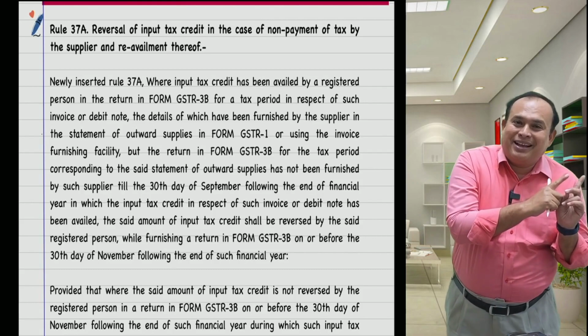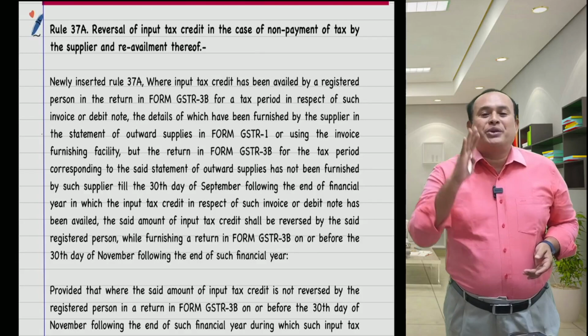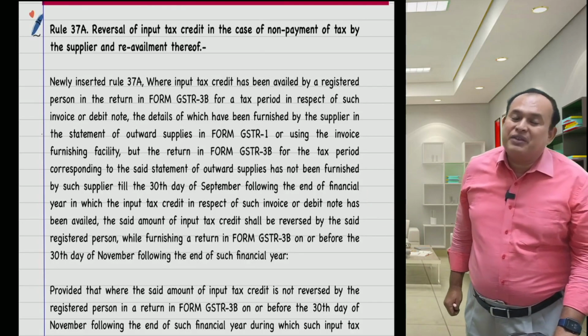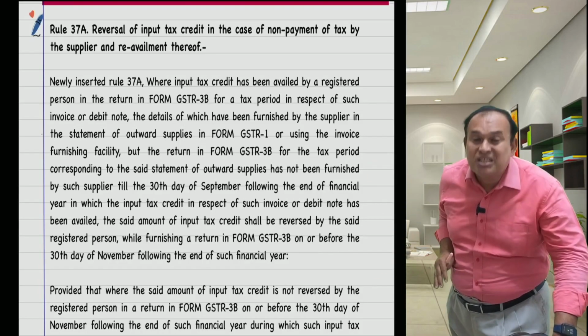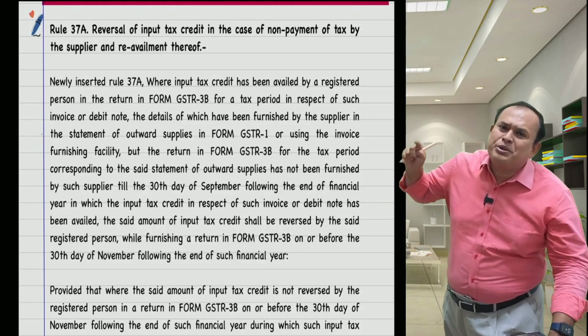30th September time is there. After that, October month time you take, November month also you take. By 30th November, you please pay off. Reverse the amount or pay the amount. Reverse the amount means what? If you have excess credit in your books of accounts, in the electronic credit ledger as a receivable credit, then to the extent of 18,000 rupees, reduce the credit.